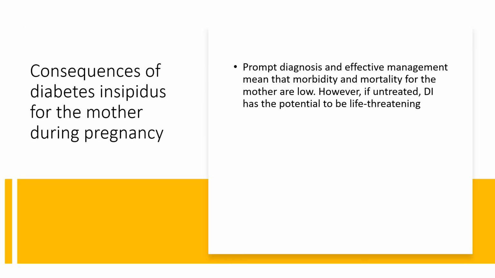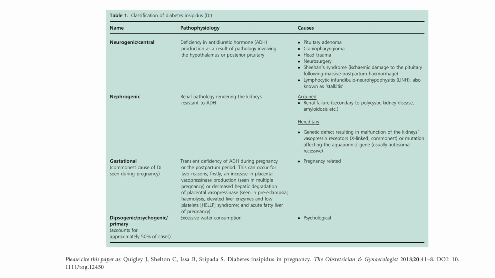So, consequences of diabetes insipidus for the mother during pregnancy. Prompt diagnosis and effective management means that morbidity and mortality are low. However, if it's untreated, it can lead to potentially life-threatening consequences. So, classification of diabetes insipidus, we've already gone through this, but I'll let you look over this, especially the different causes.